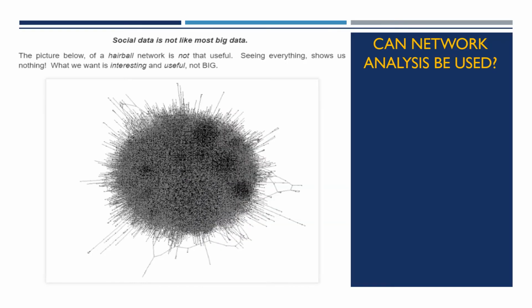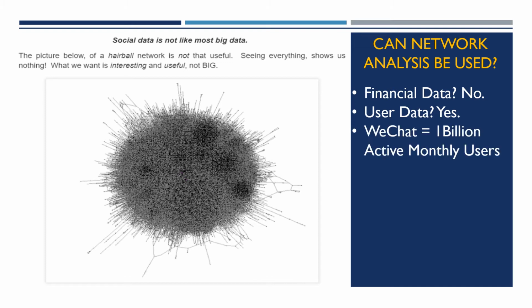All right, taking a look at if network analysis can be used on our current data set. Because we are looking at financial data primarily in this assignment, I'm going to say no. However, user data, absolutely. And we know Tencent has a plethora of user data. If we look on the left side here, this is actually a big data hairball. Social data is not like most big data. The picture below is a hairball network. It's not that useful. It shows us absolutely everything, and by showing us everything, we get no insights and see nothing, really. So what we want is interesting and useful, not big.